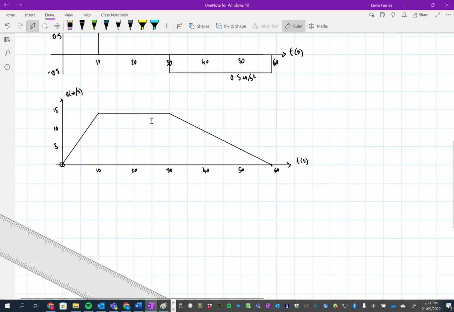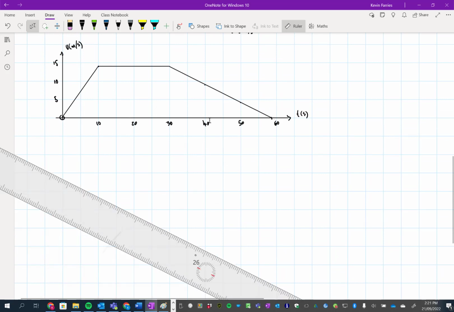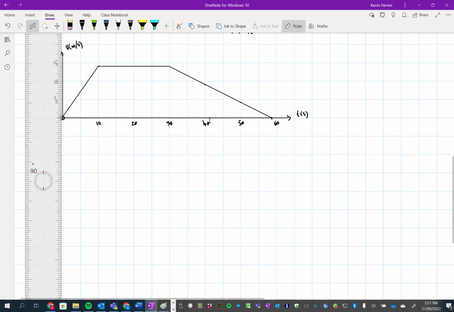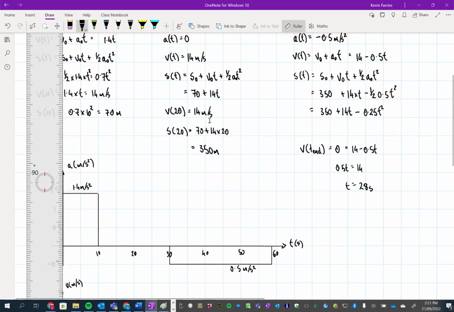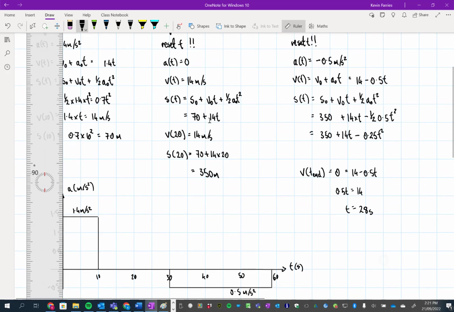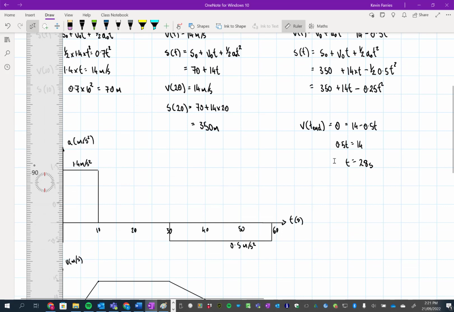So for the last one now, we're going to do distance. Now this is one where it ends up being a curve, so it gets a little bit trickier. Let's just see where we're going to get to though. So initially we're going to go to 70, then we're going to go to 350 by the end of that stage. And then for this last stage, we haven't actually calculated that yet, so let's do it.